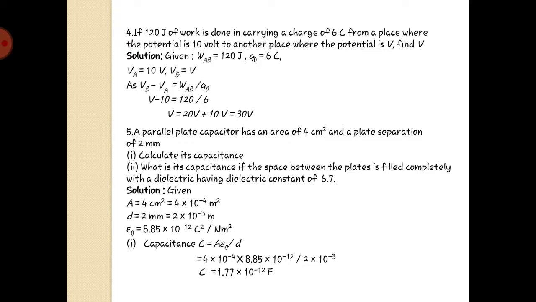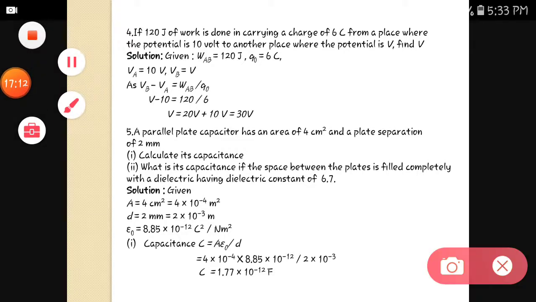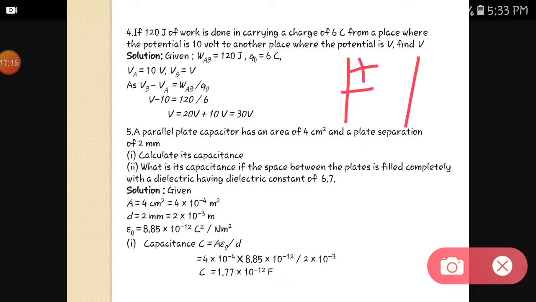Okay, so let's move towards the next one. A parallel plate capacitor has an area of 4 centimeters square. Now this depends on the capacitor. This is a parallel plate capacitor. One of the plates is having positive charge, another plate is having negative charge. It must be grounded over here. This is the capacitor. This is having area. The parallel plate is having area.